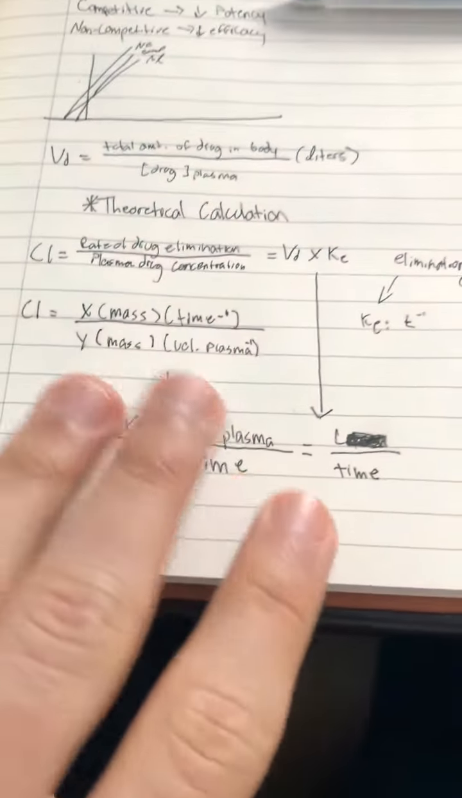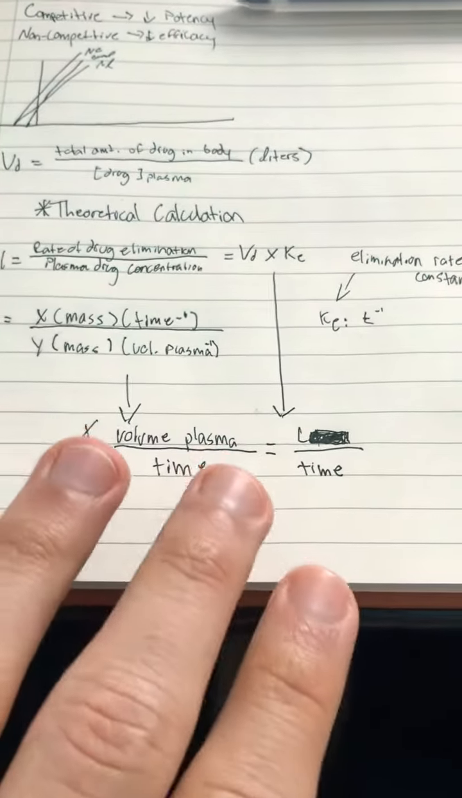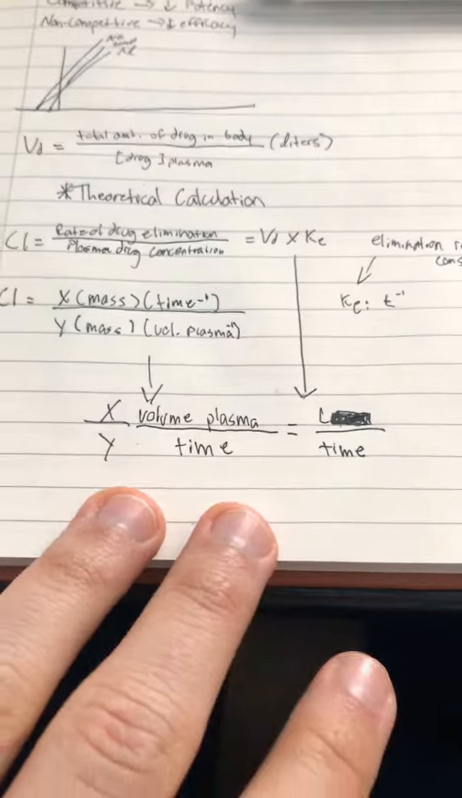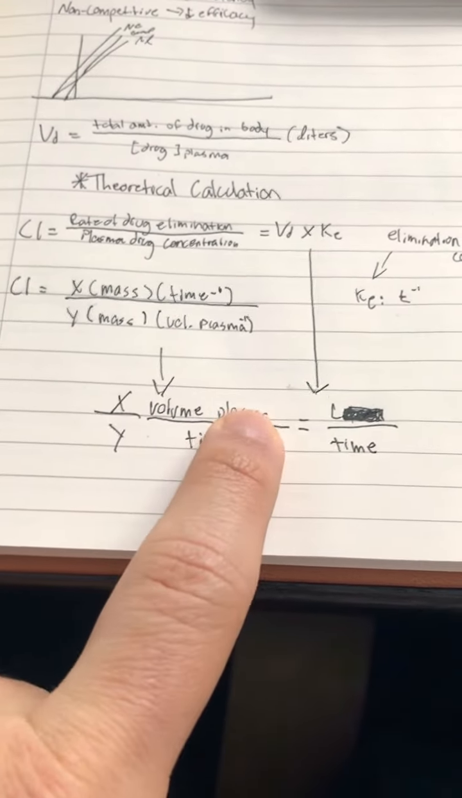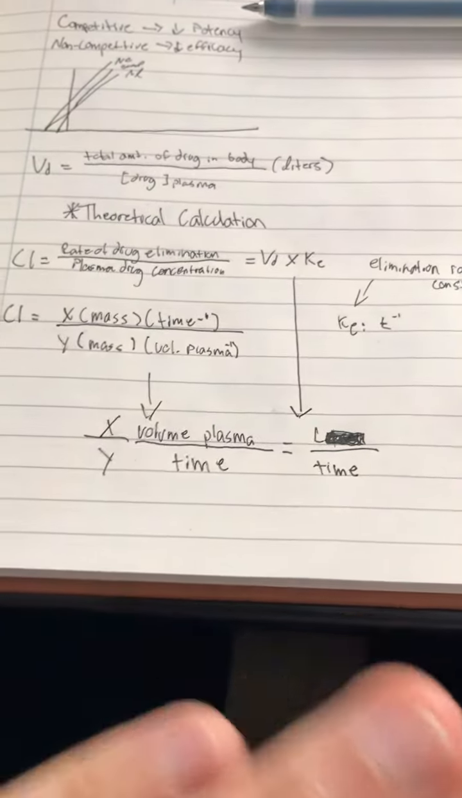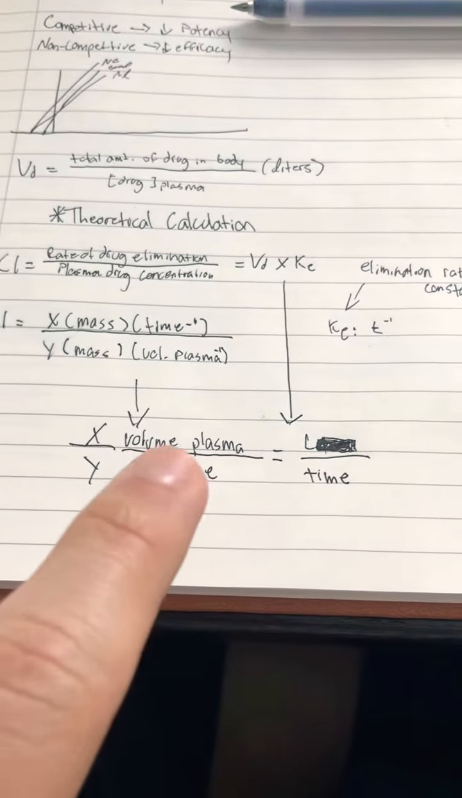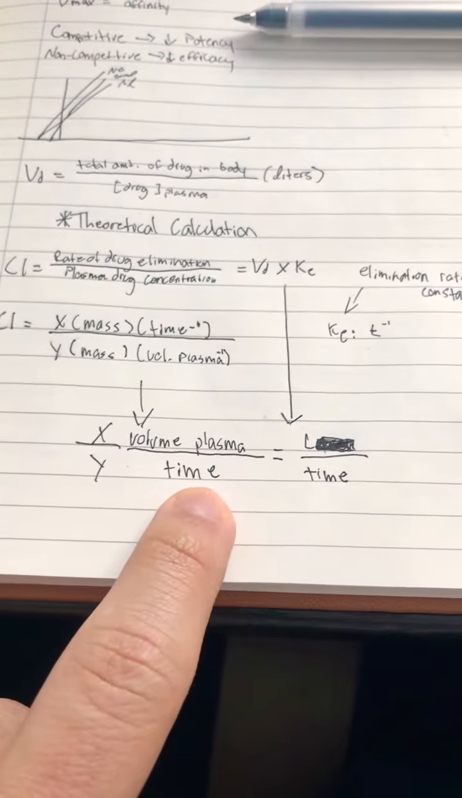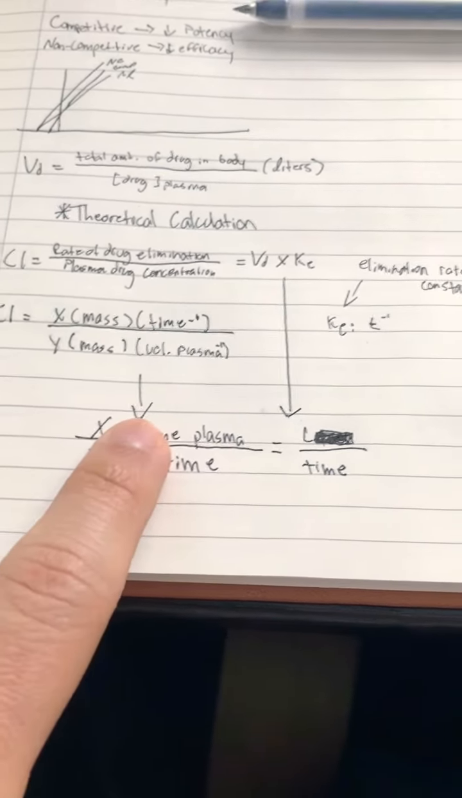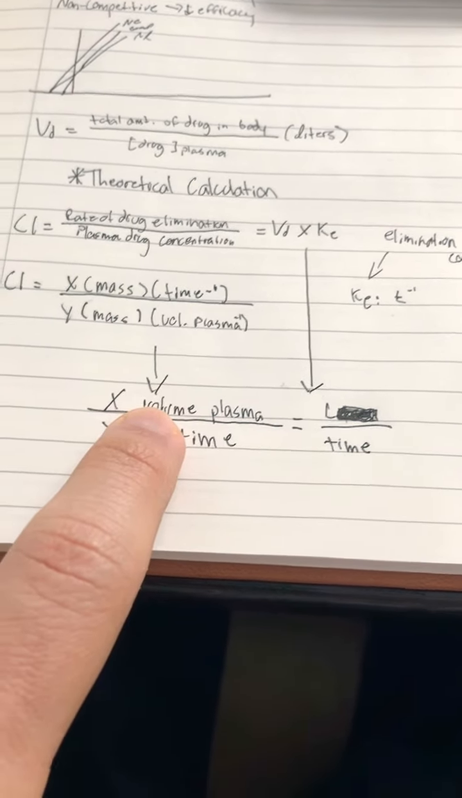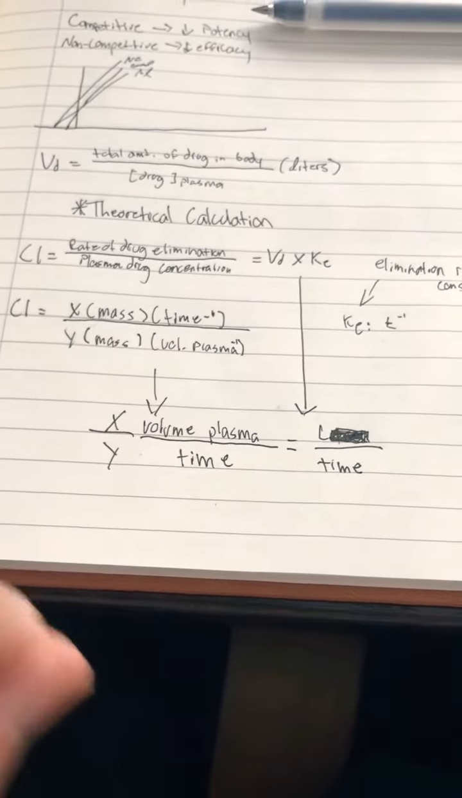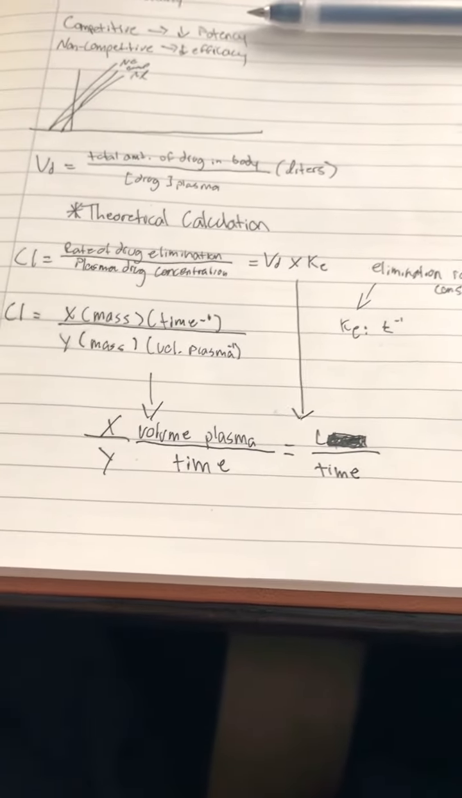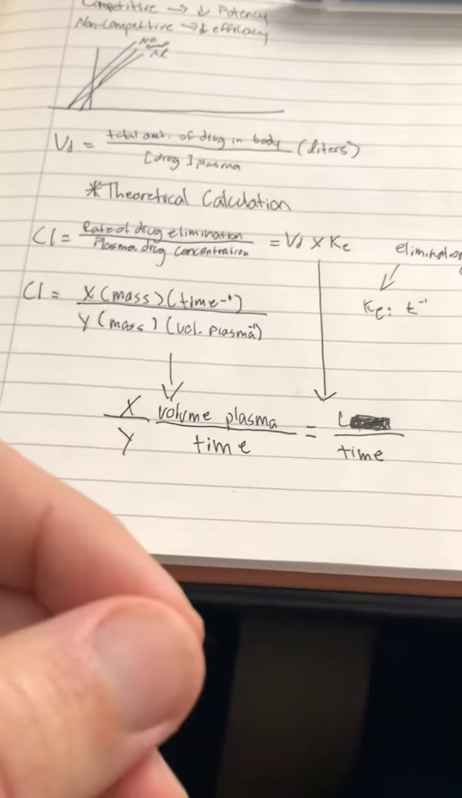And so if we take all of this and we try to understand it in English, then what we're saying is clearance is the volume of plasma completely cleared of drug in a unit of time. So again, it's not the milligrams of drug eliminated or cleared. It's the volume of plasma that has drug in it that is completely cleared of that drug in a unit of time.